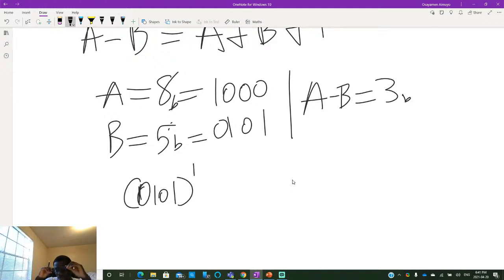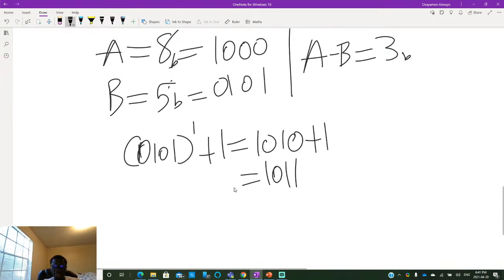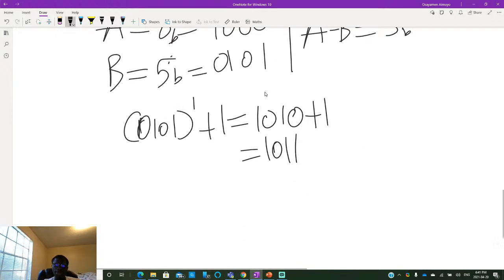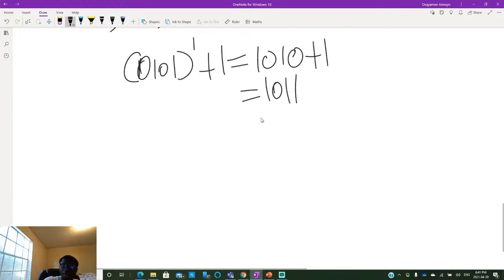There's usually a term for the term that you're subtracting from, but don't worry about that. It's not important now. If you take the complement of this, we'd have 1, 0, 1, 0. Then if you add 1, you get 1, 0, 1, 1. Now we add this term to 8, and we should get 3 if the method is correct.